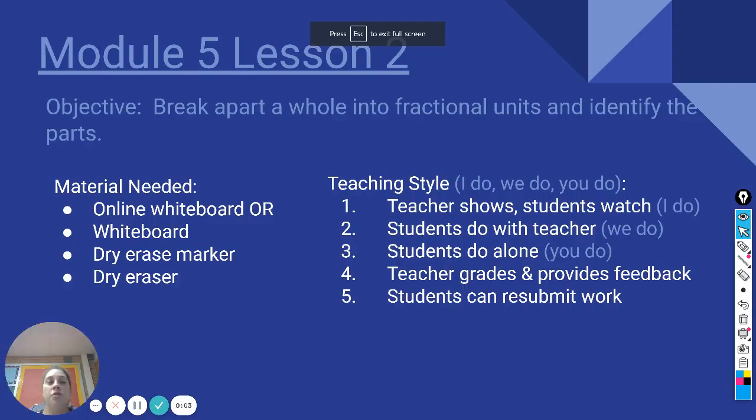Okay, you just finished making the rest of your fraction strips, and now we're going to continue with Module 5, Lesson 2, which is breaking apart a whole into fractional units and identifying the parts. So that is what we have been working on. And now we are going to look at how we're going to practice that in IXL.